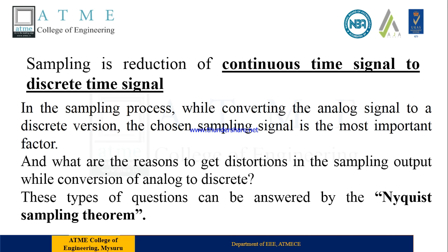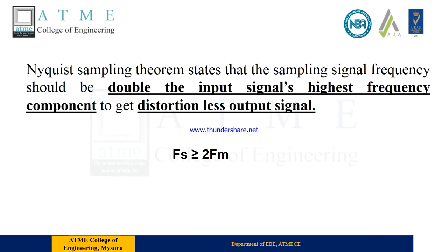The scientist Nyquist proposed the sampling theorem. So what does the sampling theorem say? In very simple terms, the sampling signal frequency should be double the input signal's highest frequency component to get a distortionless output signal. So here we can see the sampling frequency should be greater than or equal to twice the maximum input signal frequency that we have in our signal.